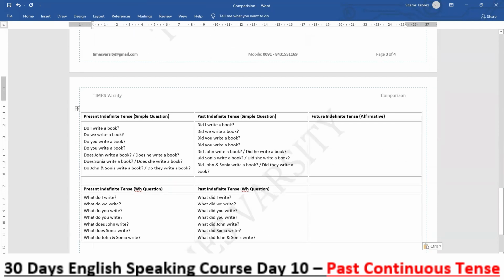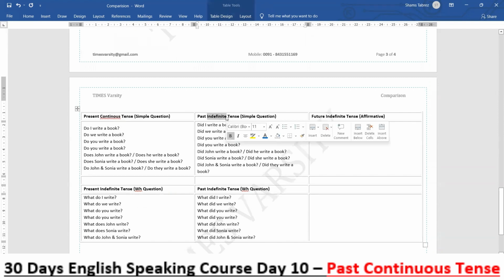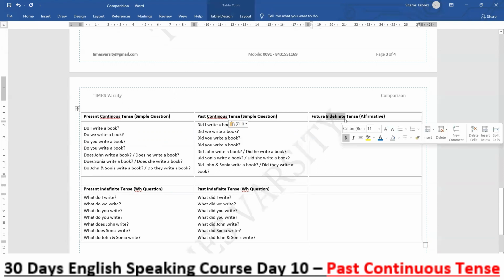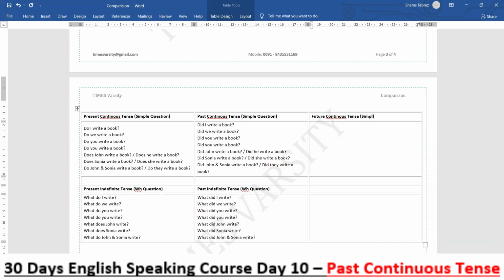Okay, so present. Now we are using continuous. Past continuous, simple question. Here we will put future continuous, simple question. This is simple question. Later, when we discuss future, here we will discuss simple question.